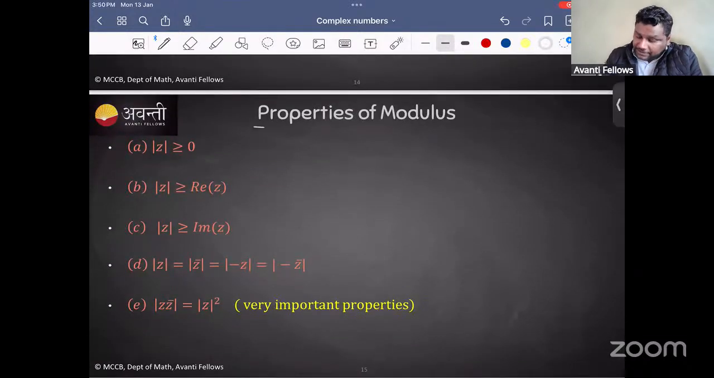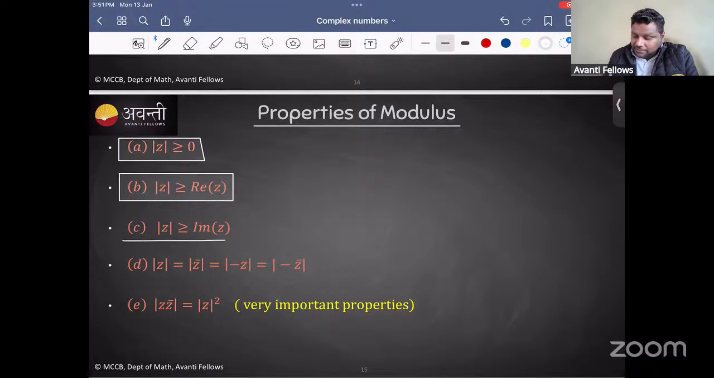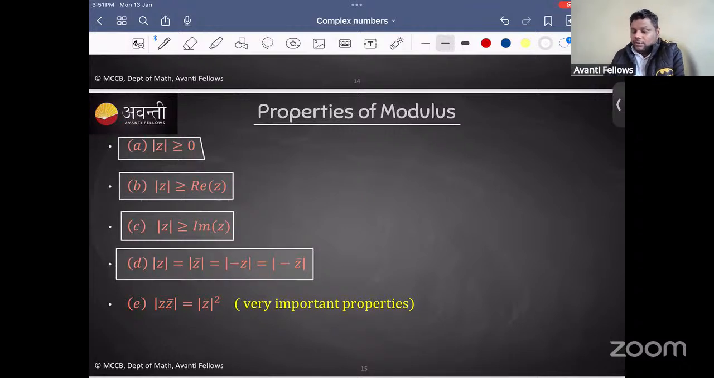Now, properties of modulus. Modulus of any complex number will always be greater than or equal to 0 without any doubt. Modulus of a complex number z is greater than or equal to the real part of z. Similarly, modulus of z is also greater than or equal to the imaginary part of z. Now see, modulus of z is also modulus of z conjugate, also modulus of minus z, also modulus of minus z conjugate. Got it?